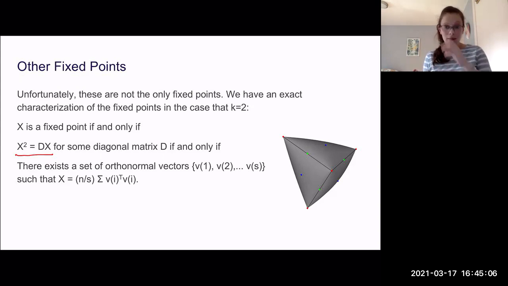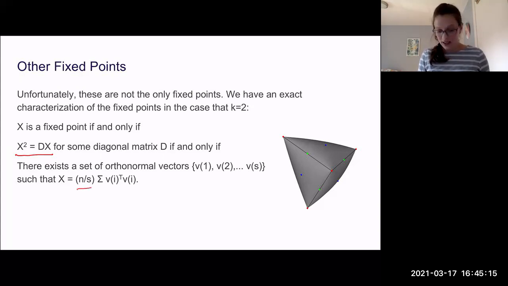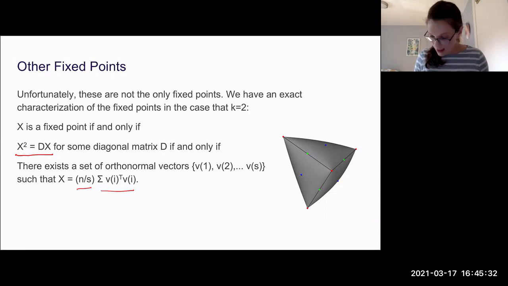And another characterization that's equivalent is to say that you have a set of orthonormal vectors such that you are this even weighted sum of those vectors transpose times themselves. So you actually have an exact characterization of what these points can look like, but only in the case of k equals 2, we don't have a characterization for larger k. So these are the points here.